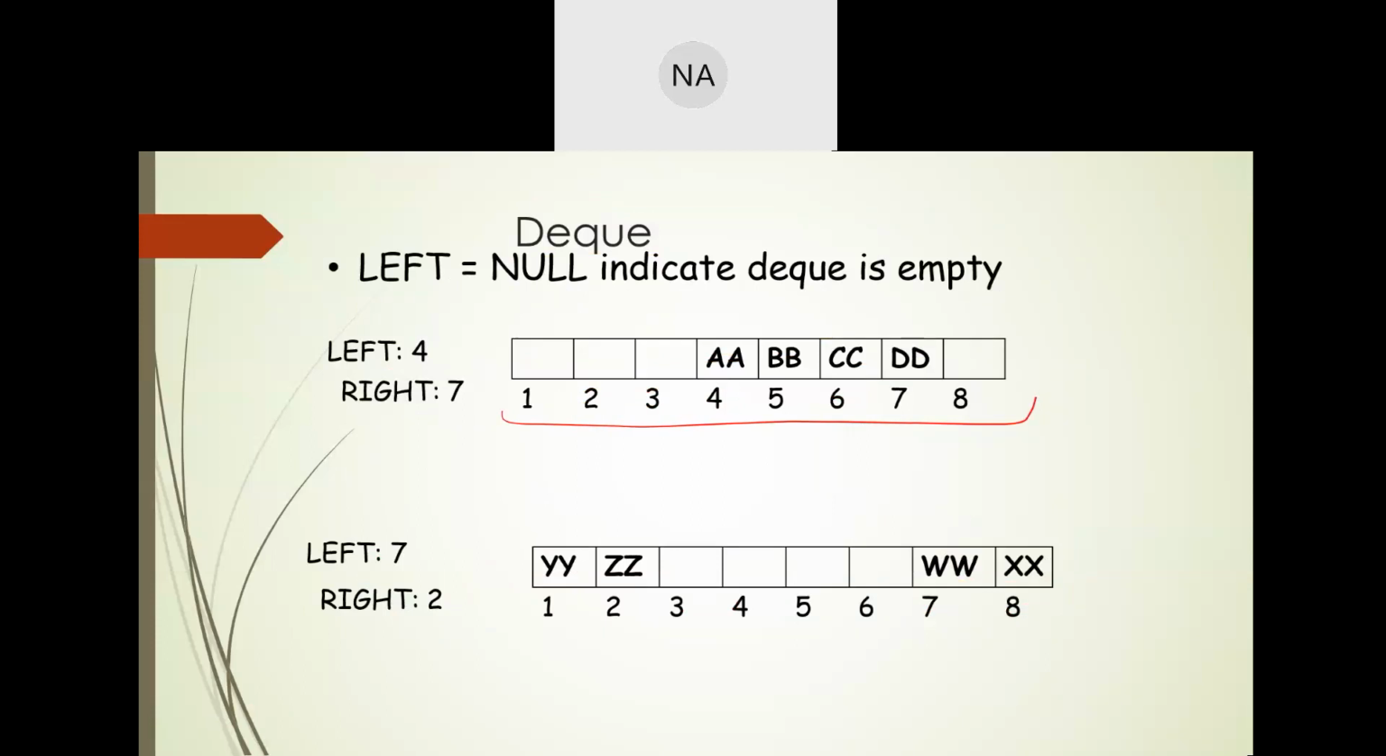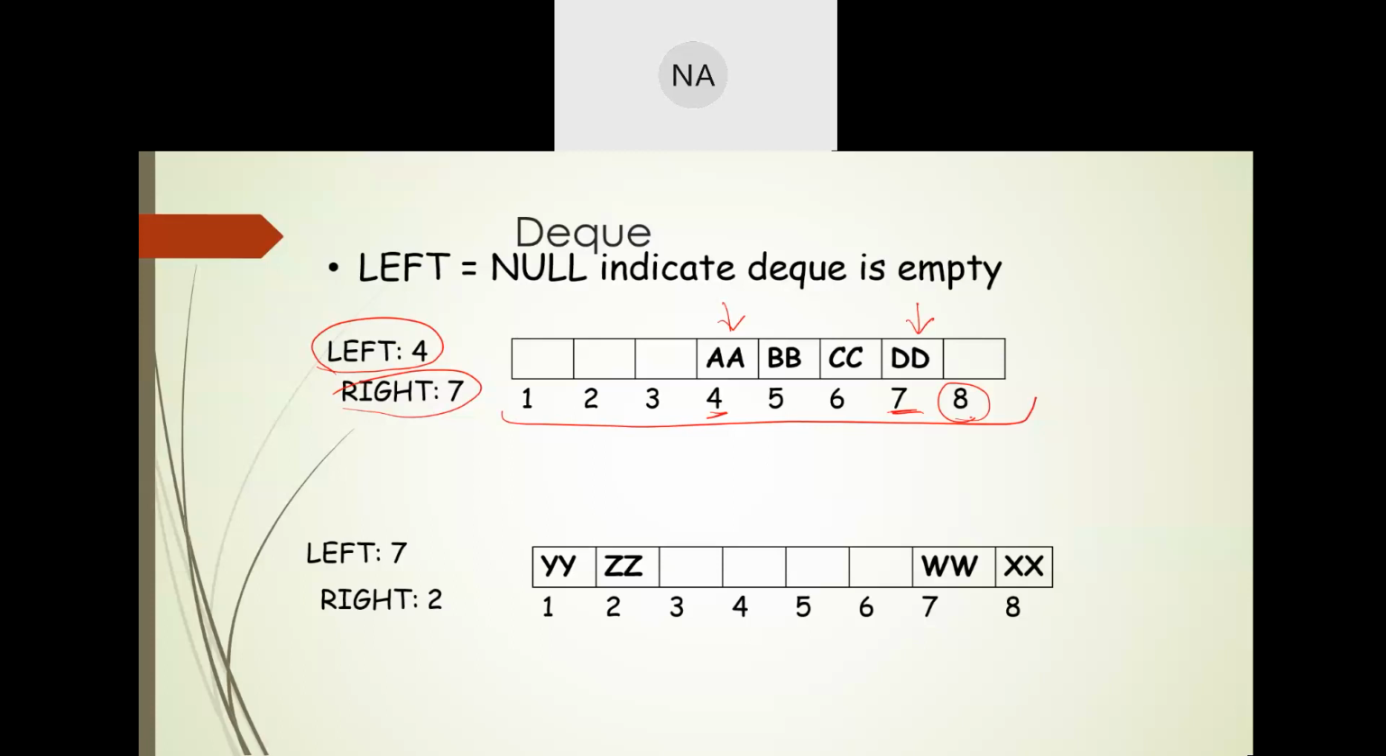In the current state of this deck, we have four elements: A, B, C, D. The left pointer is 4 and the right pointer is 7. The size of the circular array is 8, so it means we can store at most 8 elements. Currently, there are 4 elements. The left pointer is 4 and the right pointer is 7. So insertion can be performed at both ends.